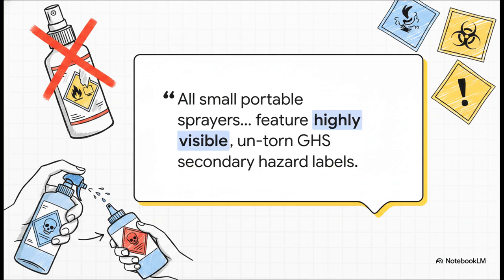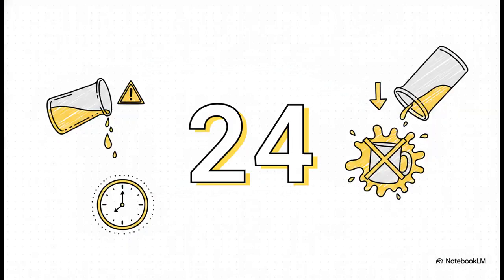Every single time you pick up a bottle, you need to verify that label. If the label is missing, torn, or you just can't read it, you do not use it. You report it immediately. Now, there is one very specific exception to this, but it comes with a strict 24-hour rule.